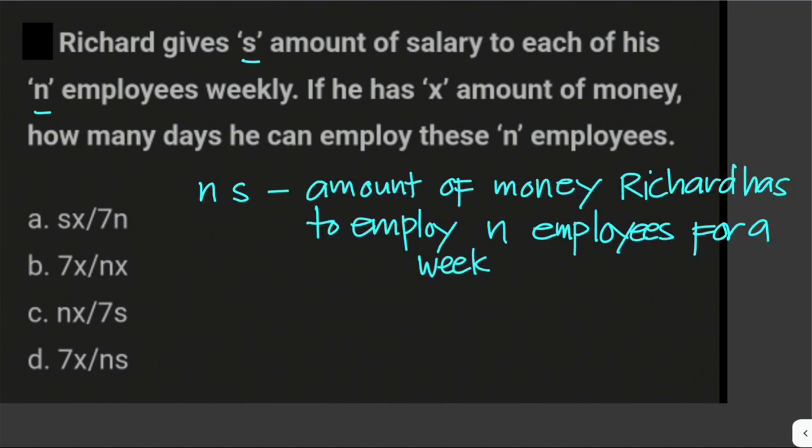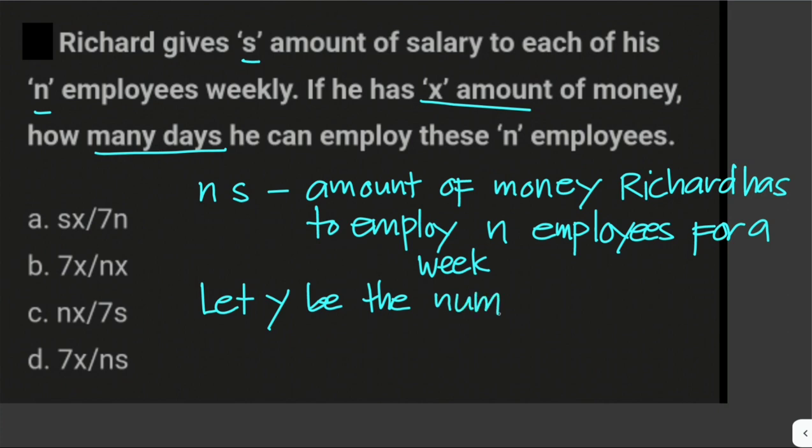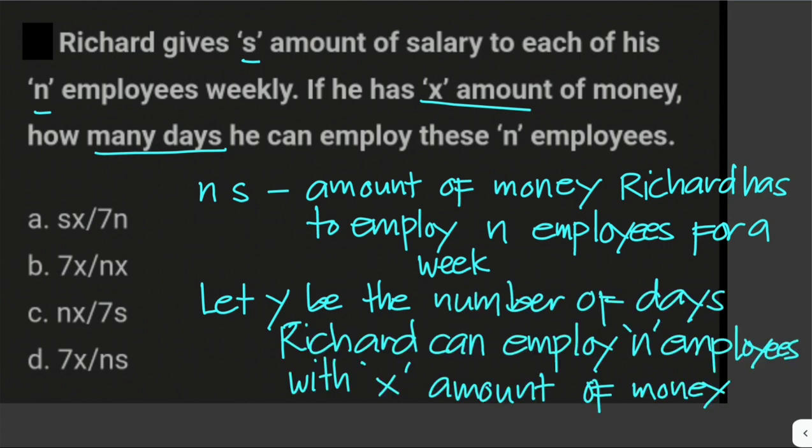We are asked here to find the number of days. Number of days N employees can be employed with X amount of money. Right? Okay, we can do simple direct proportion here. So if Richard can employ N employees for 7 days with N times S amount of money, so Richard can employ N employees for, let's say, Y days. So we let Y be the number of days Richard can employ N employees with X amount of money.